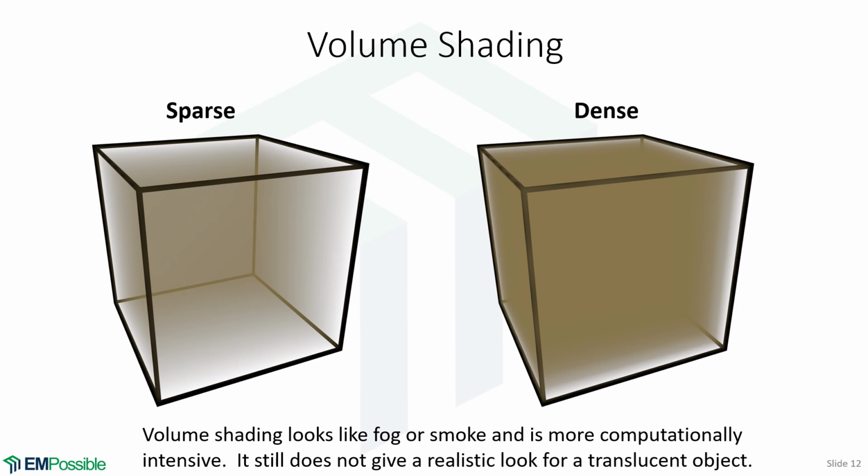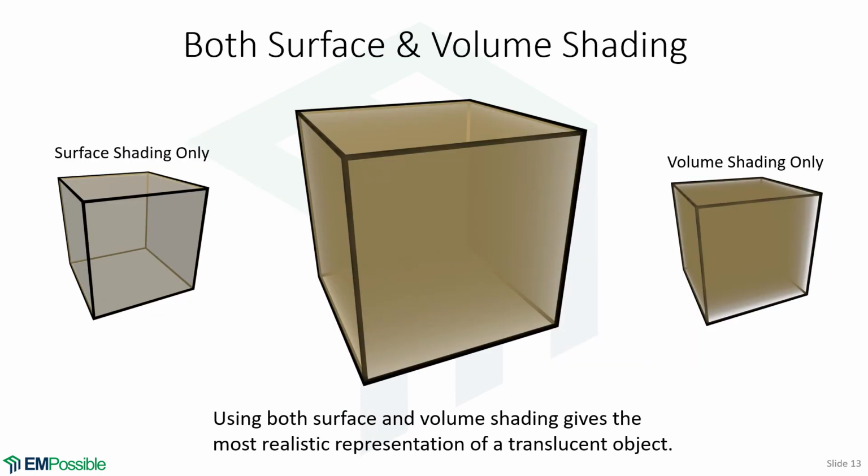But if you notice looking at this, something still seems missing. This does not look completely like a translucent object. And in fact, the trick to make something look like a translucent object involves both surface shading and volume shading. Neither one of those alone can make it look realistic, but if you combine them, you can get a nice translucent effect. Okay, so that's surface versus volume shading, and you can use them in combination.